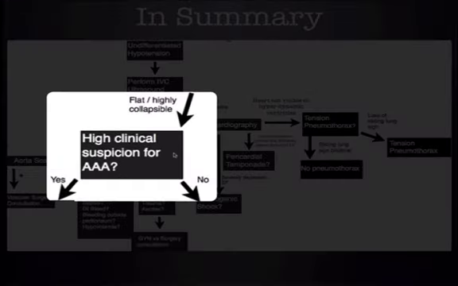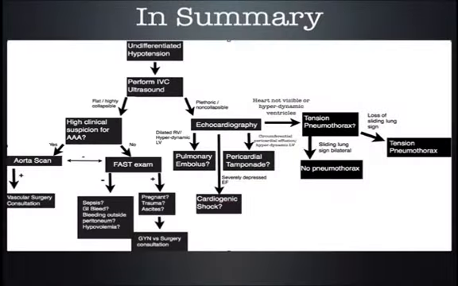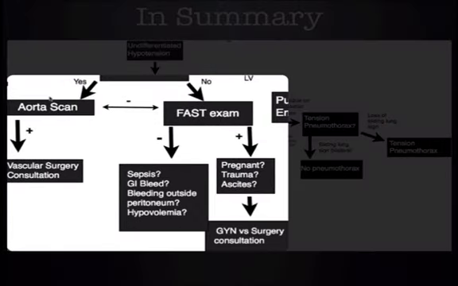You're going to ask yourself, do you have a high clinical suspicion for AAA? If you do, then you're going to proceed to a AAA scan. If not, you're going to proceed to a FAST exam. If the aorta scan shows a AAA, you consult vascular surgery immediately. Again, not worried about whether we see free fluid in the retroperitoneum. However, if our suspicion is low for a ruptured AAA, I recommend proceeding directly to FAST exam.